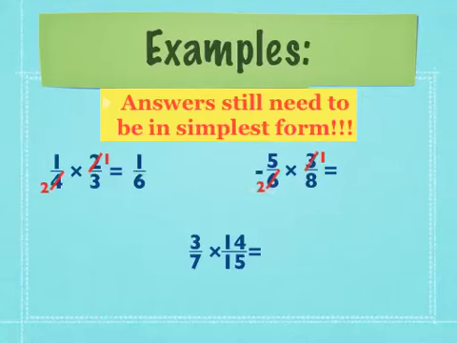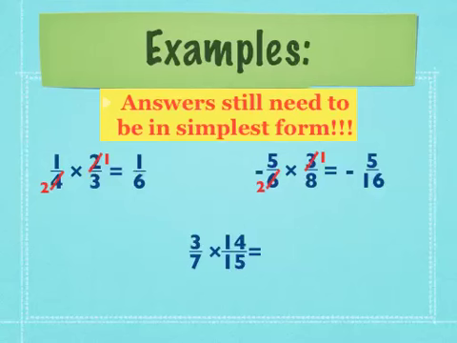Now when I multiply straight across, remember a negative times a positive is a negative, 5 times 1 is 5, and 2 times 8 is 16. So my answer is -5 over 16, or -5/16.